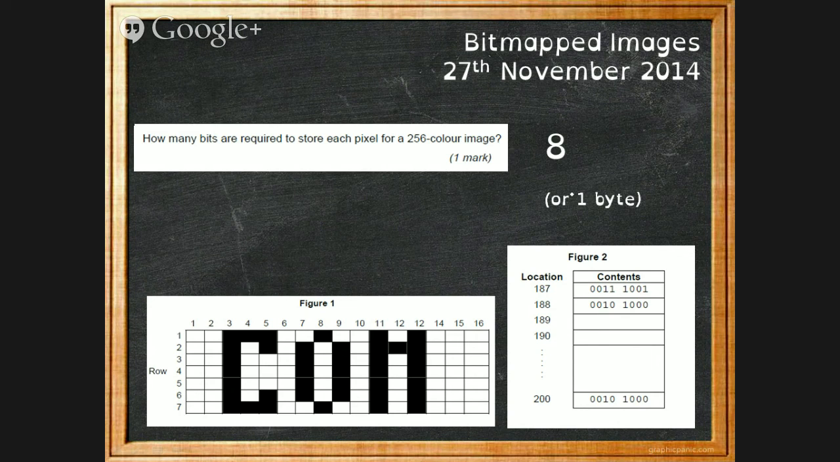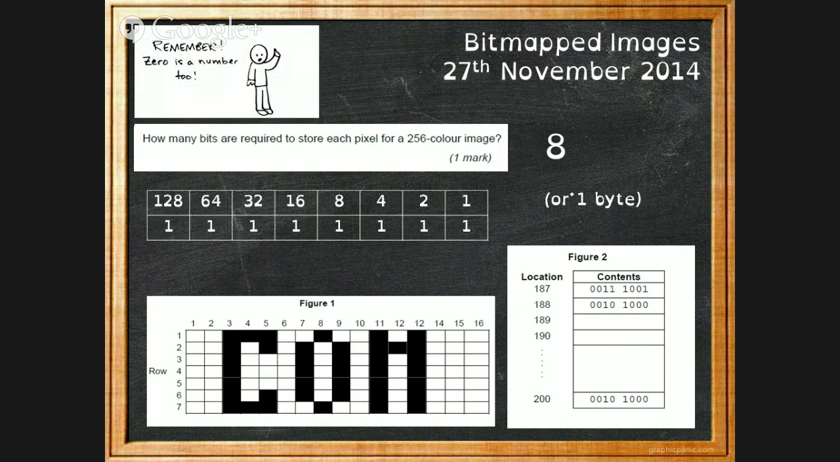Or if you want to think about it as binary numbers, what we could do is take the biggest binary number. If we had all ones, what is that binary number? 255. Plus 0. Plus 0 is a number, which means 256. I knew I'd get it in there somewhere.